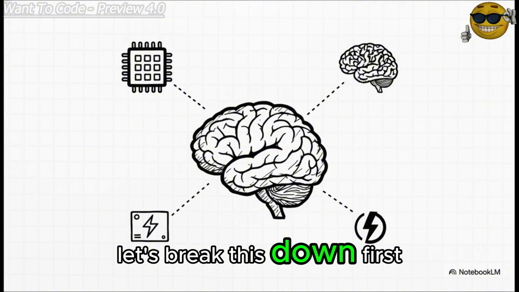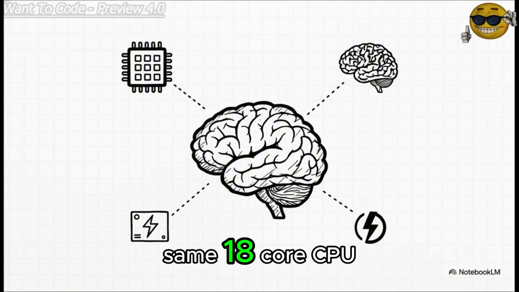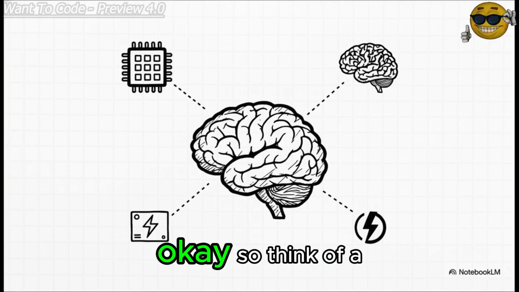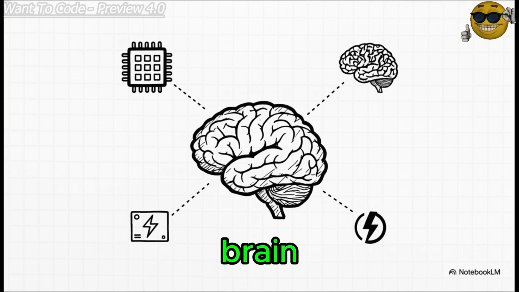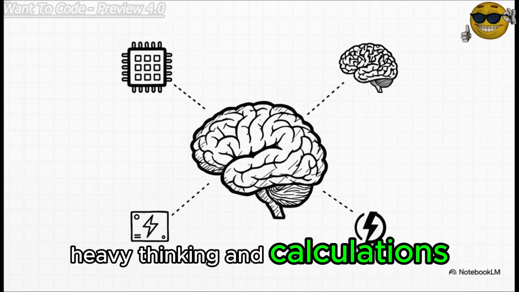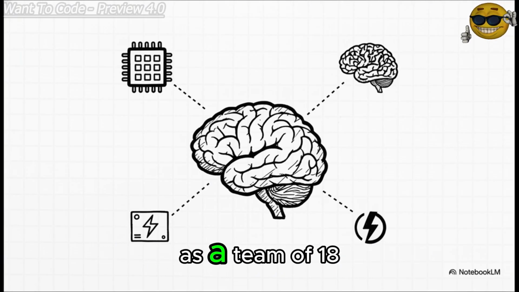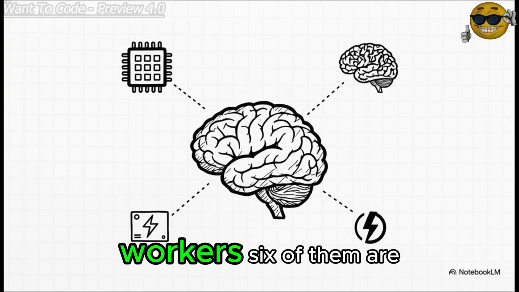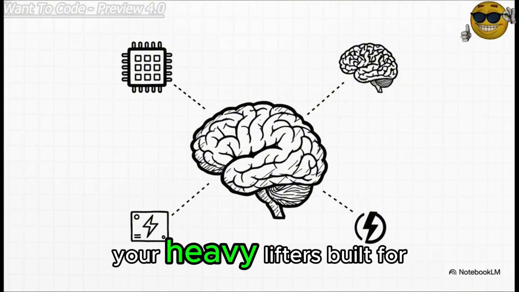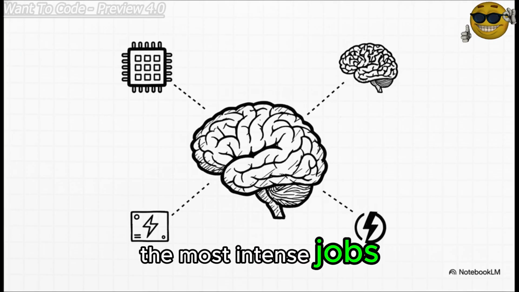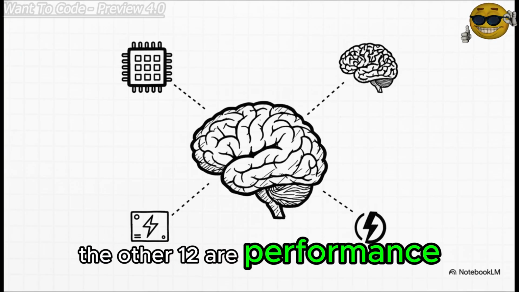Let's break this down. First, and this is a big one, they both have the exact same 18-core CPU. Okay, so think of a CPU, the central processing unit, as the chip's general-purpose brain. It does most of the heavy thinking and calculations. And inside that brain are cores. You can picture these cores as a team of 18 individual workers. 6 of them are what Apple calls supercores. These are your specialists, your heavy lifters, built for the most intense jobs, like editing a photo or running a complex calculation. The other 12 are performance cores.